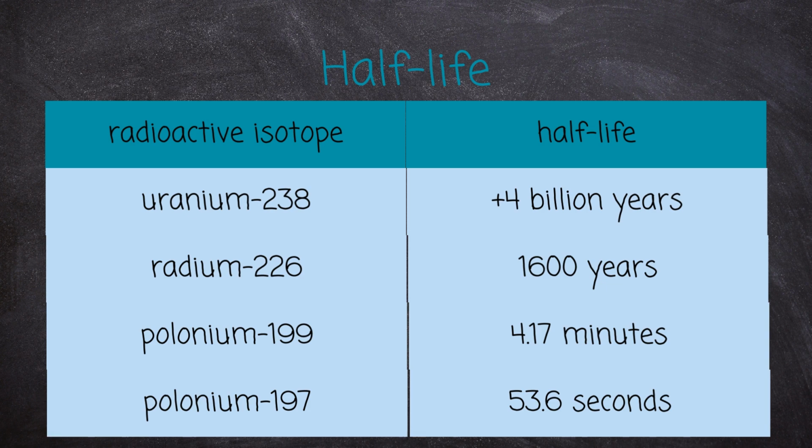It is important to know the half-life of a radioactive isotope so that you know when it is safe to handle. Most radioactive materials are safe to handle after 10 half-lives. Half-life decay rates can be used to determine the age of fossils and artifacts.